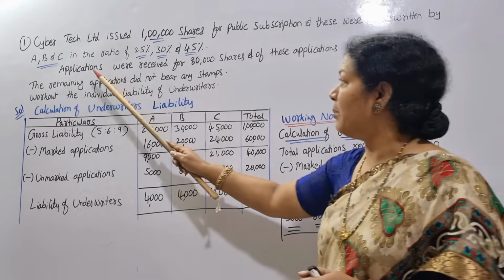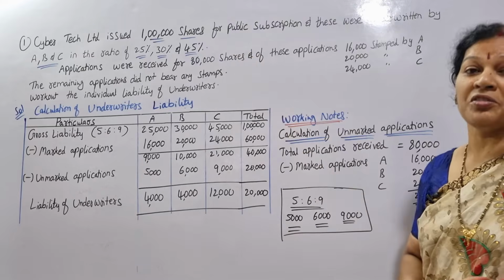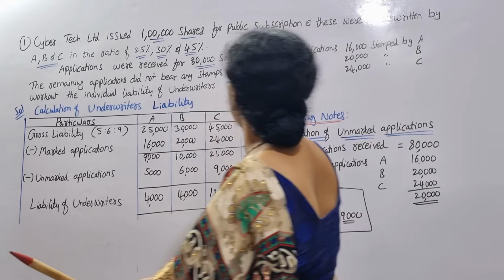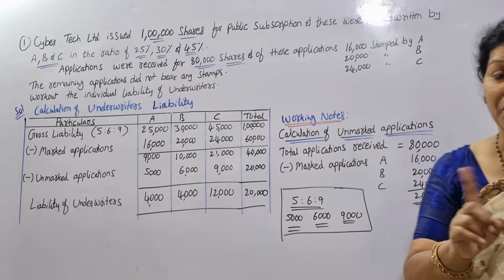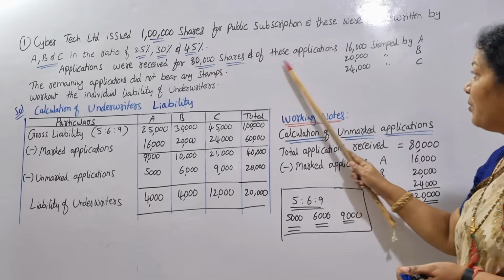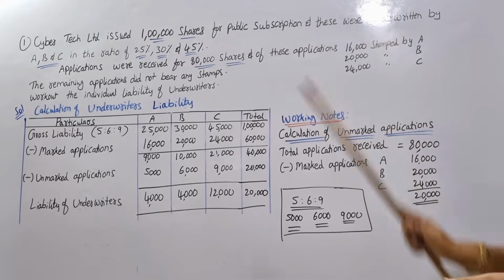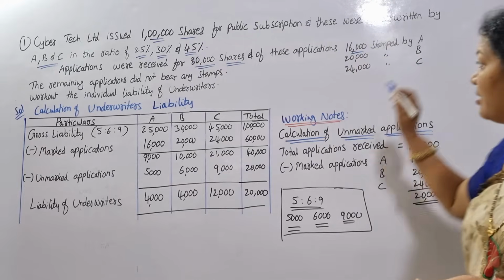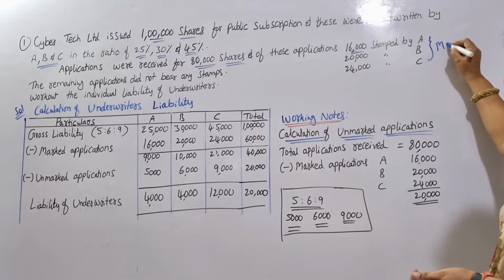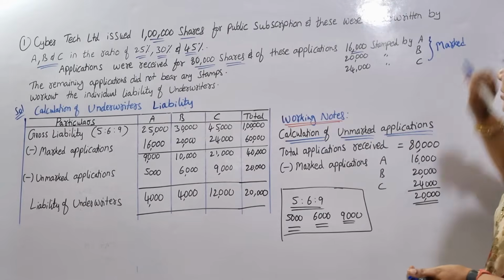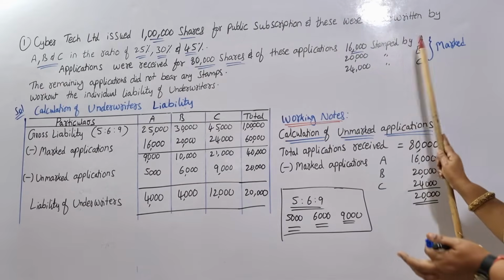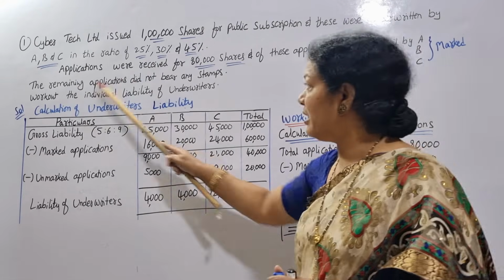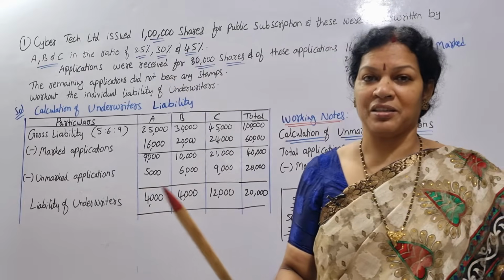Then we'll go ahead. Applications were received for 80,000 shares. How many applications were received? Applications we received for 80,000 shares only, not for 1 lakh. Of these applications, 16,000 stamped by A. Stamped by A, 16,000 means marked. So these are marked applications: 16,000 by A, 20,000 by B, 24,000 by C. The remaining applications did not bear any stamp, unmarked.